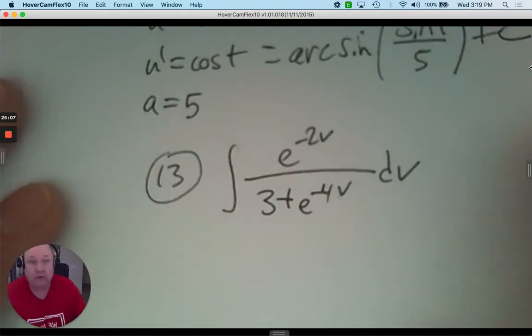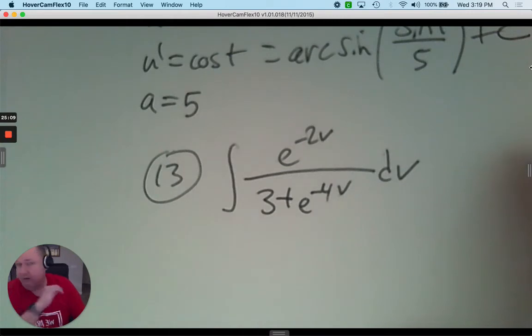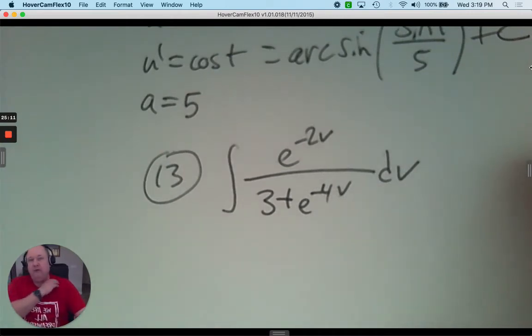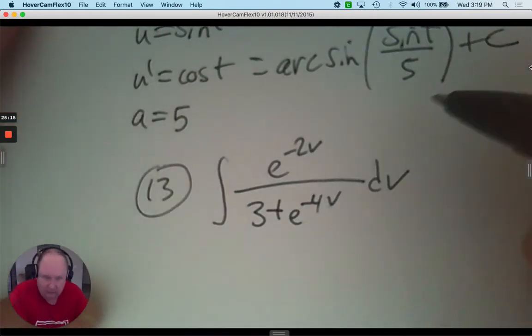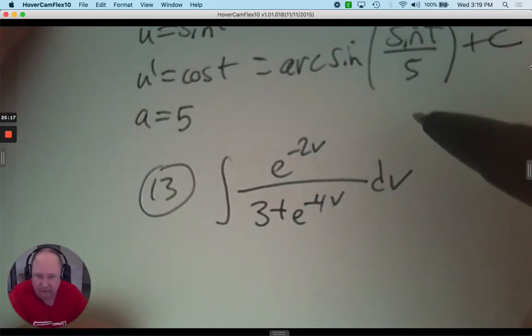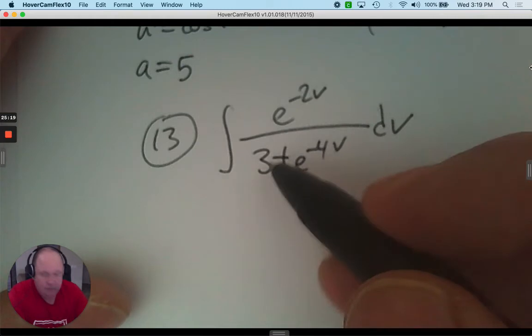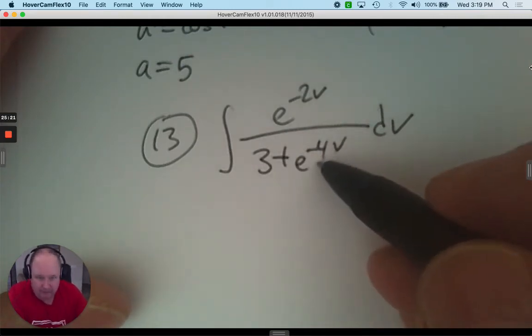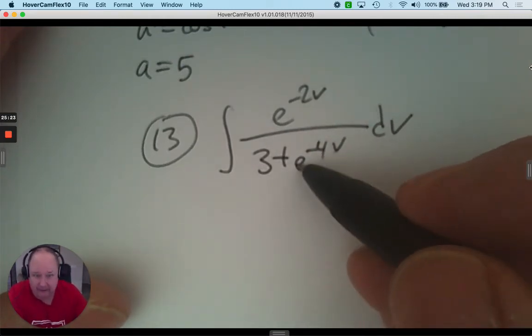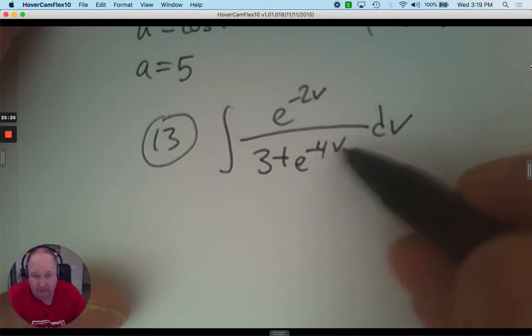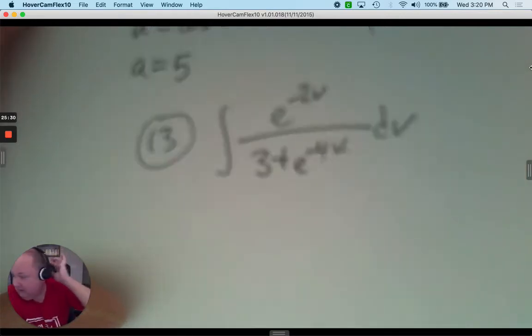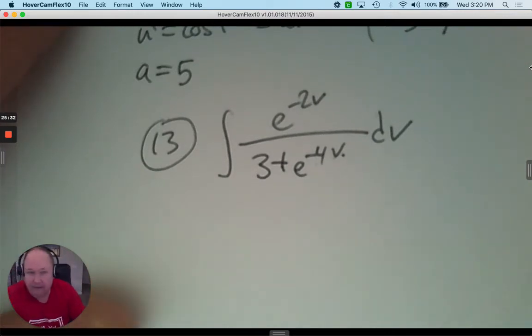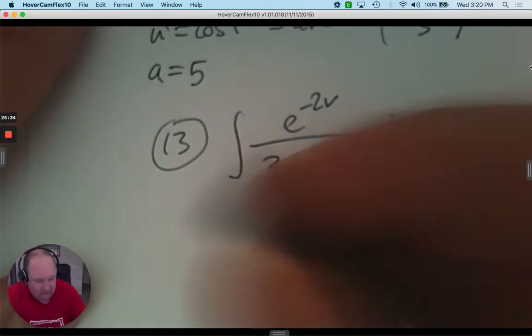So this could be in the form of arctangent, but could also be in the form of logarithm and so on. So we just got to try to figure this out to begin with. So if I take the derivative of the bottom, the derivative of this would be e to the negative 4v times negative 4. It's not going to match. So it's not a logarithm, number 13. So let's see if it's arctangent.